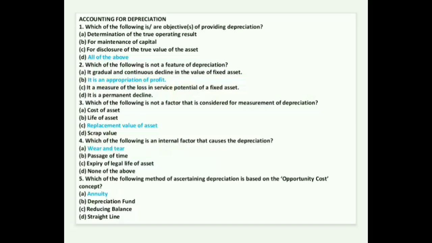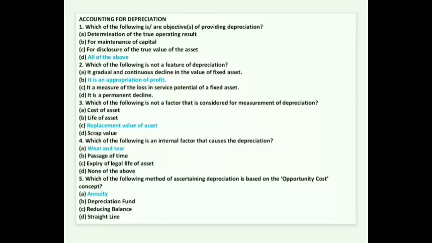and for disclosure of the true value of assets. The question is, which of the following is not a feature of depreciation? The options: it is a gradual and continuous decline in the value of fixed assets, which is correct; that's the definition. Second, it is an appropriation of profit; that's not correct. It doesn't belong to profit. Depreciation decreases the asset value, so this is a loss, not a profit. It is a measure of the loss in service potential of fixed assets, I agree. It is a permanent decline, also a correct answer. So the answer is, it is an appropriation of profit.